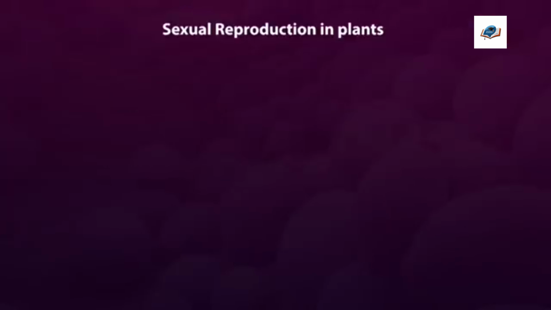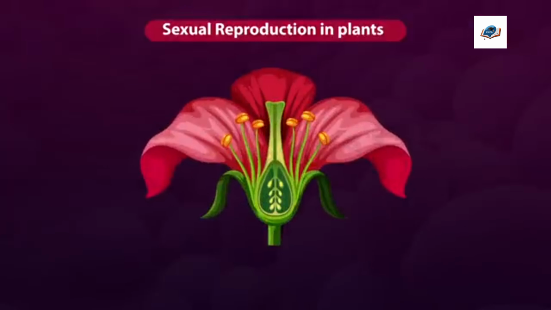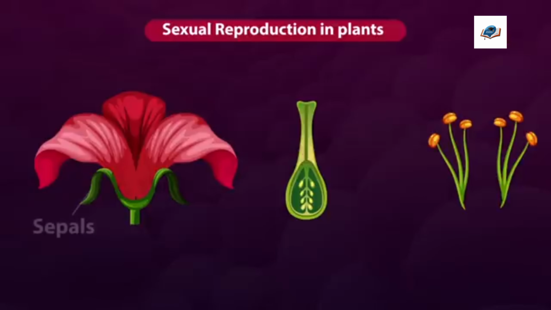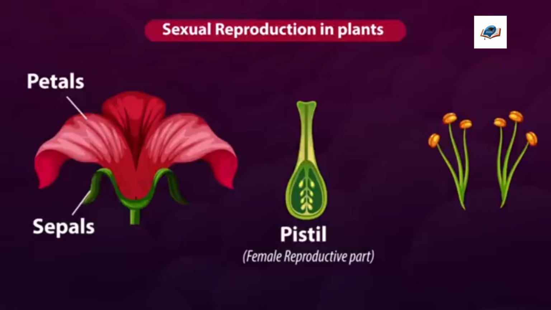Sexual reproduction in plants. Flower is the reproductive part of the plant. These are sepals. These are petals. This is pistil. Pistil is the female reproductive part of the flower. And this is stamen. It is the male reproductive part of the flower.